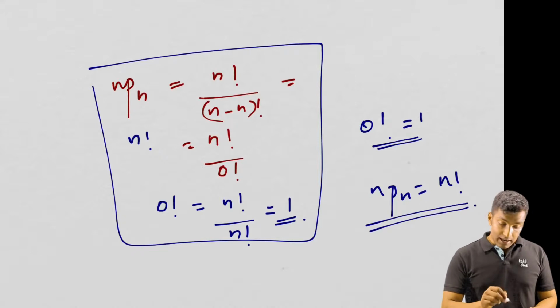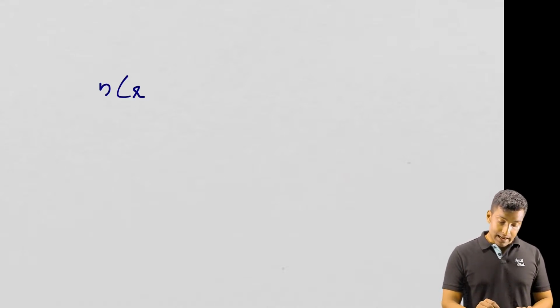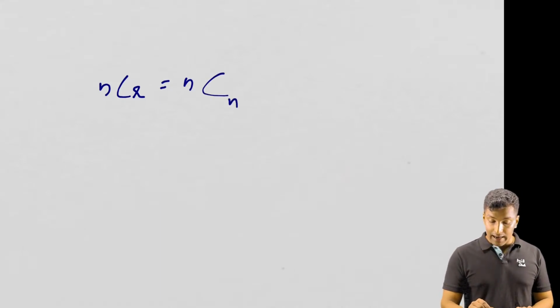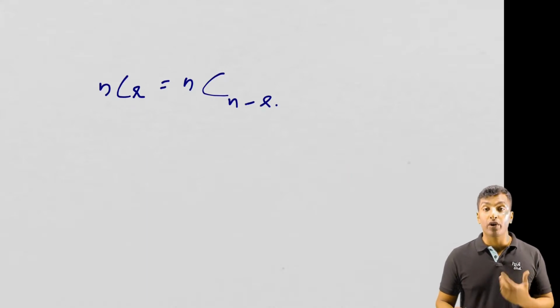Now in this session, let's discuss some very interesting and important properties which are required for you in the coming sessions, again related to nCr and nPr itself. So let me start off with the first one, that is nCr. You can also write it as nC(n minus r). Very interesting. Now let me tell you how you're going to use it and where you're going to use it.